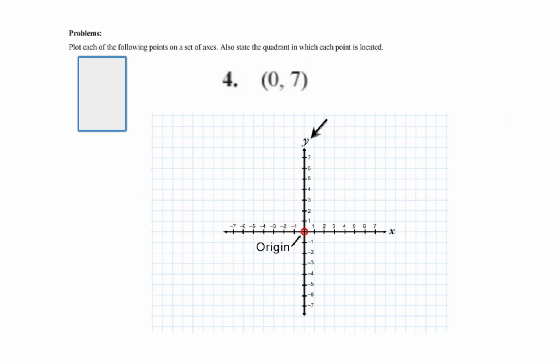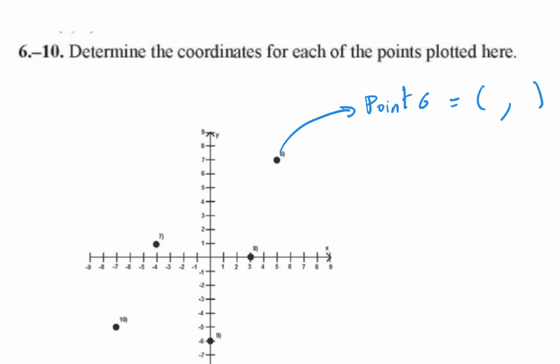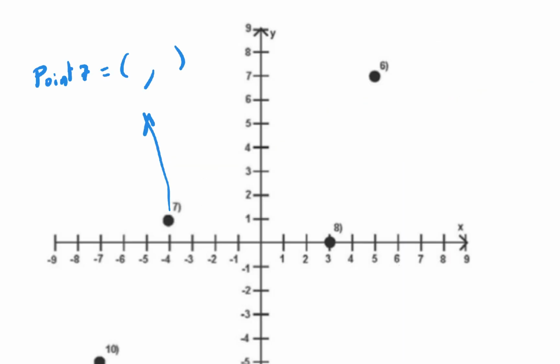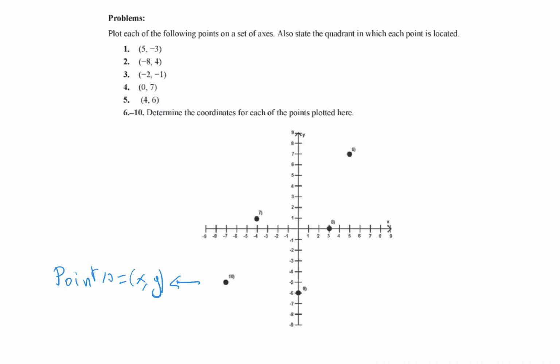0, 7 is the point, this one. And in what quadrant is it? In quadrant 1 or in quadrant 2? Oh, it's on the axis, so it's in the middle. Okay. Well, you do problem 5, you do problem 6, 7, 8, 10, and the lesson is done. Good luck.